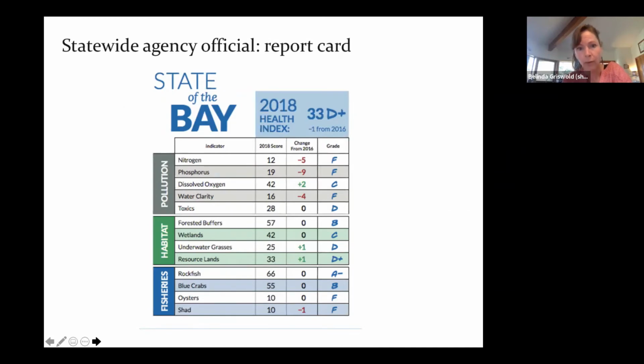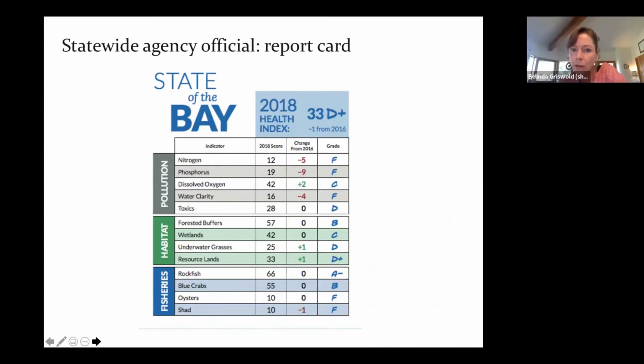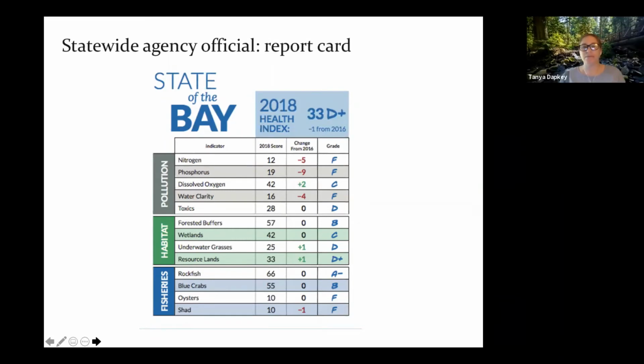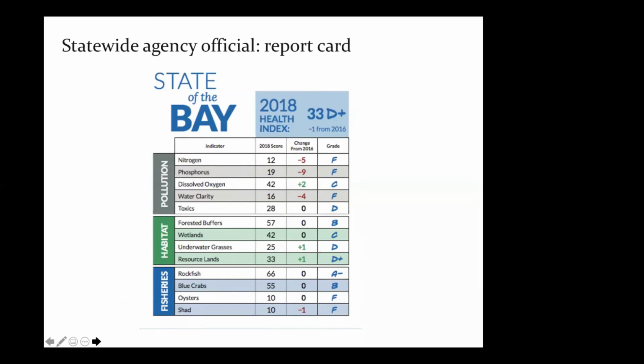The second example, sorry. Kathleen asks, what is the source of the health index, the one in this report card? It's the overall consolidation of all the data: the health of the bay, with pollution, habitat, and fisheries measurements all combined. Makes sense, Kathleen? It's an aggregation, and we get the D+ because that's an aggregation of all of these data points.